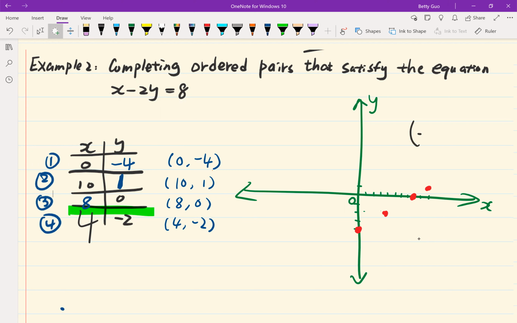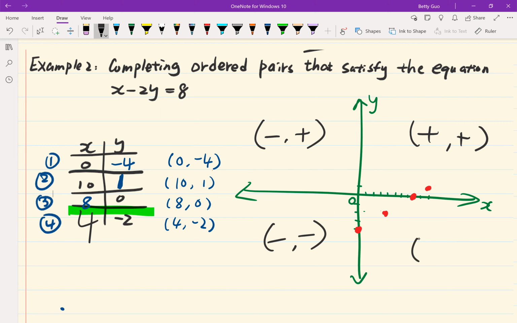So let's add something here before we continue. In quadrant 1, both x and y are positive. All the points in quadrant 1, both x coordinate and y coordinate are positive, right? In quadrant 2, x is negative, y is positive. In quadrant 3, both x and y are negative. In quadrant 4, x is positive, y is negative. And the last point, 4, -2, is in quadrant 4.